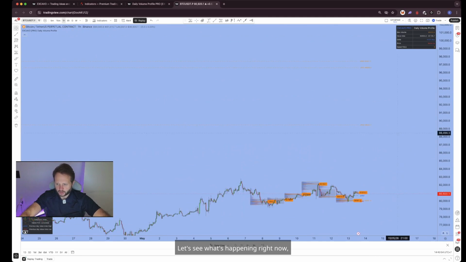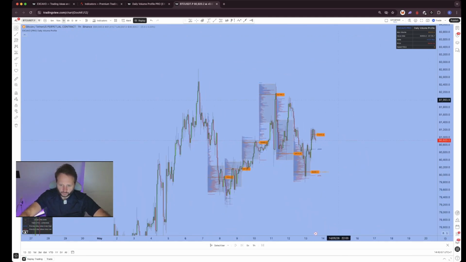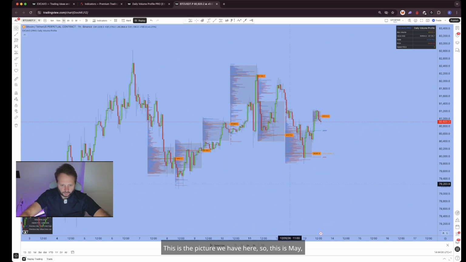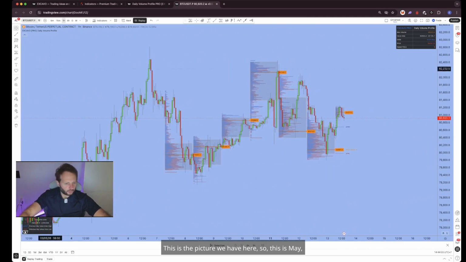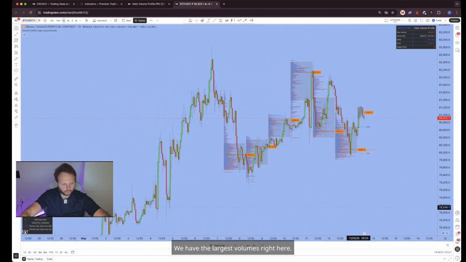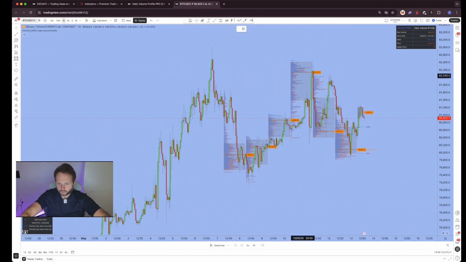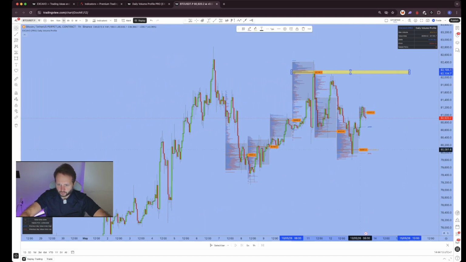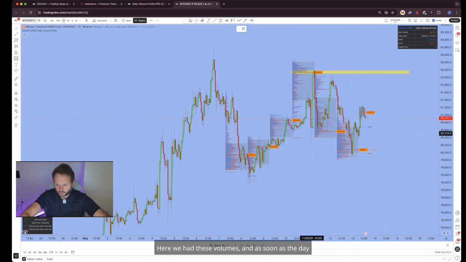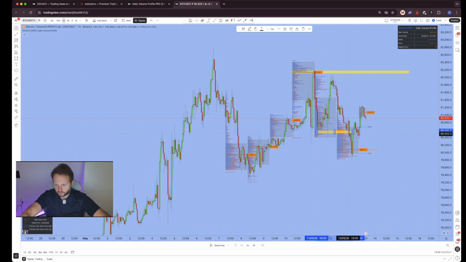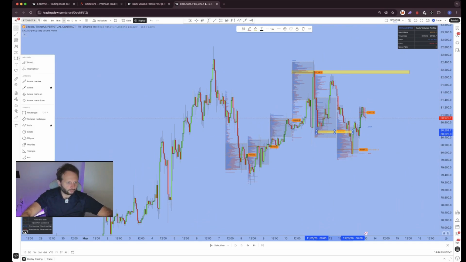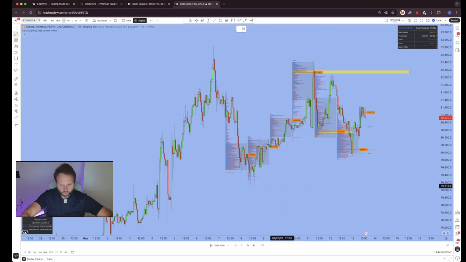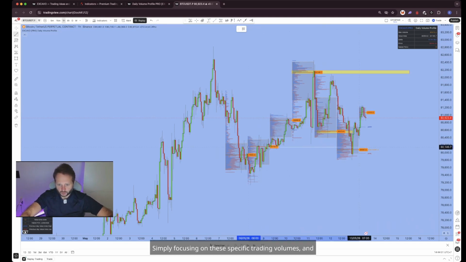Let's see what's happening right now. And what is happening is this. This is the picture we have here. So this is May, right? We have the largest volumes right here. Here we had these volumes. And as soon as the day started, we immediately went after them. We also have, simply focusing on these specific trading volumes, and we actively pursued and targeted these volumes as well.